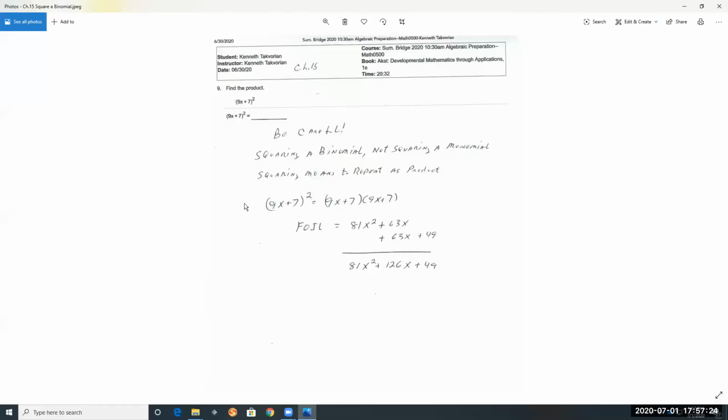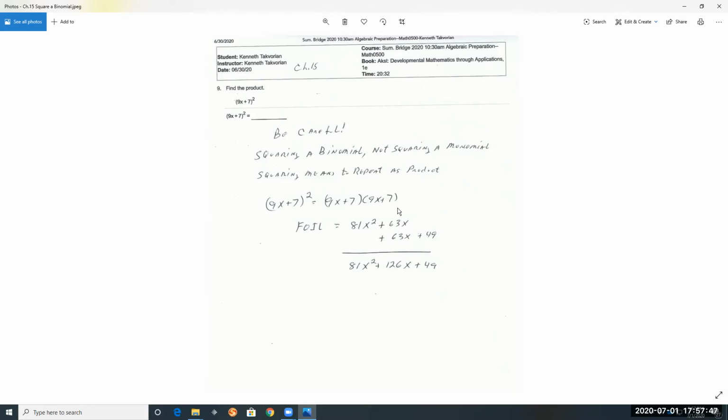The next problem is to square a binomial. Many students do this problem. We've got to be careful. Squaring a binomial is not the same as squaring a monomial. Squaring means to repeat as a product. So since we have a binomial and it's squared, we repeat it as a product.